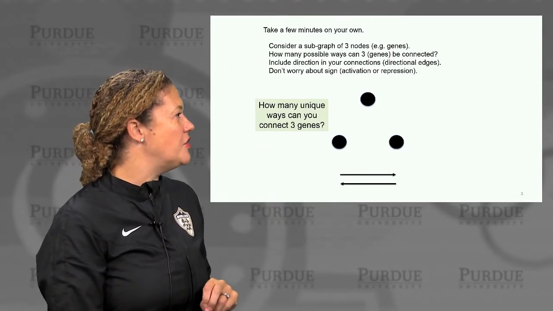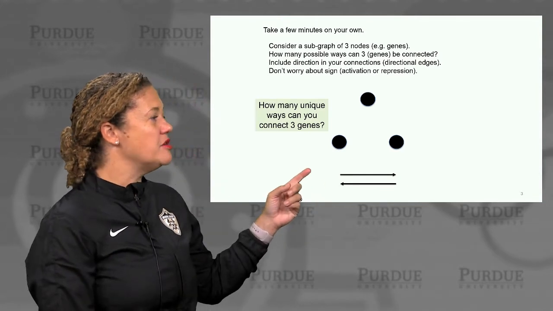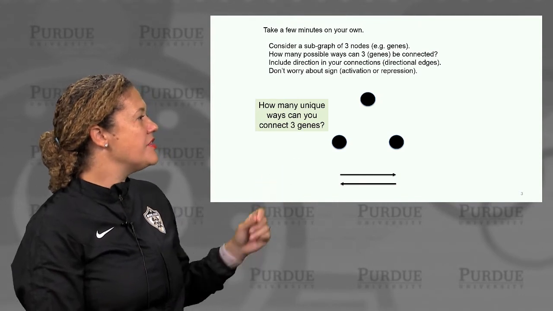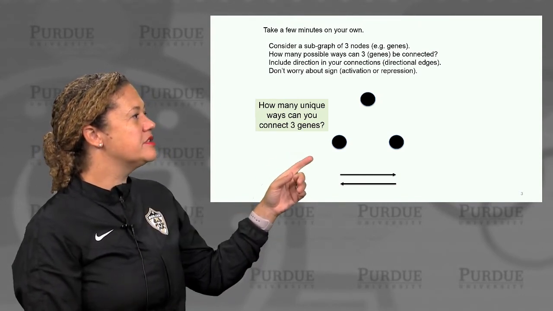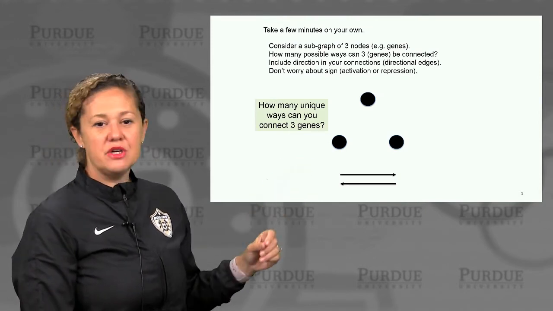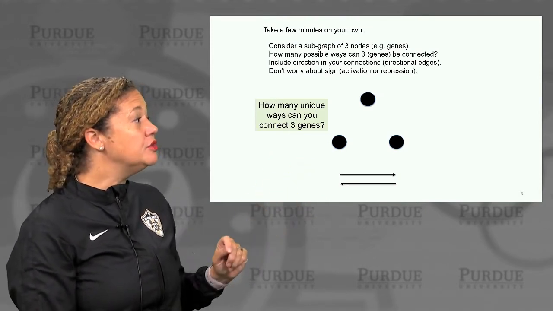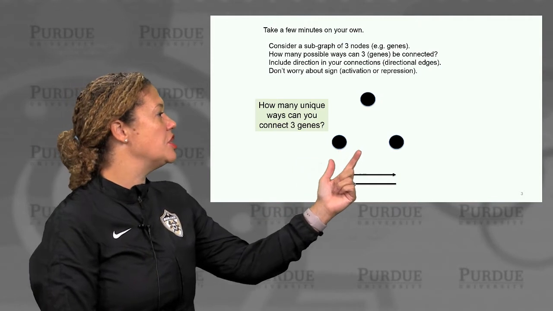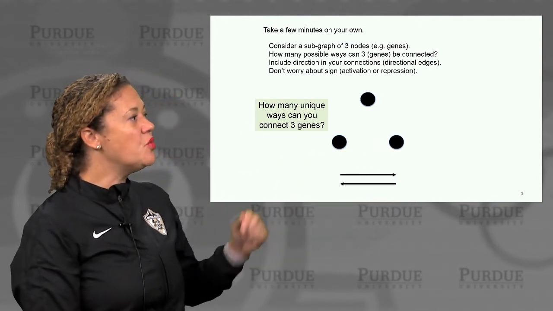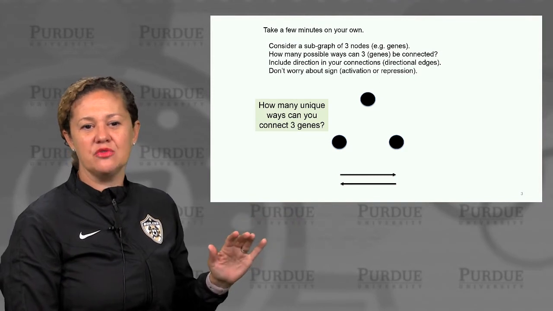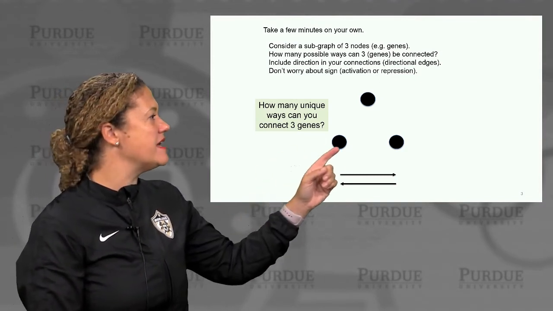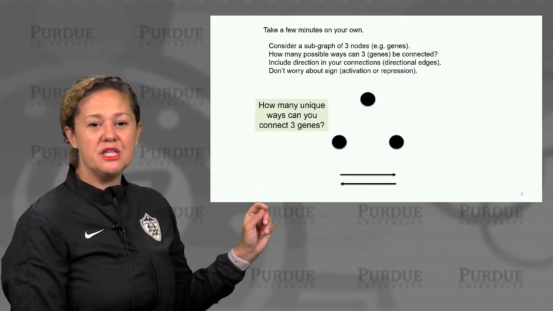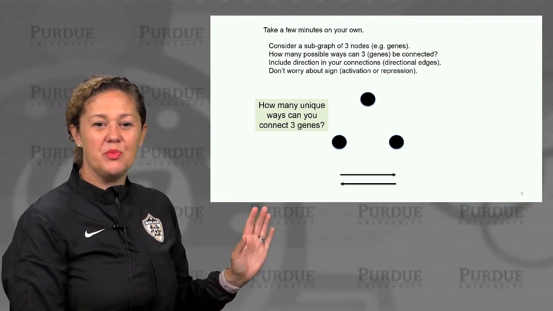So take a few minutes on your own and consider a subgraph of 3 nodes, in this case for us, genes. So each dot represents a node or a gene. And think about how many possible ways can these 3 genes be connected. So connect them by drawing arrows. Include direction in your connections, so you have directional edges. So a connection could go this way and this way. But don't worry about sign as to whether it's activation or repression. Just that one node has an effect on the other. Now, how many unique ways can you connect these 3 genes? I'll give you a minute to do that, so go ahead and pause.